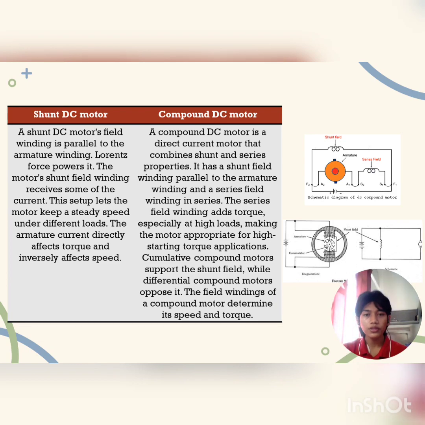Whereas a compound DC motor is a direct current motor that combines shunt and series properties. It has a shunt field winding parallel to the armature winding and a series field winding in series. The series field winding adds torque, especially at high loads, making the motor appropriate for high starting torque applications. The field windings of a compound motor determine its speed and torque.